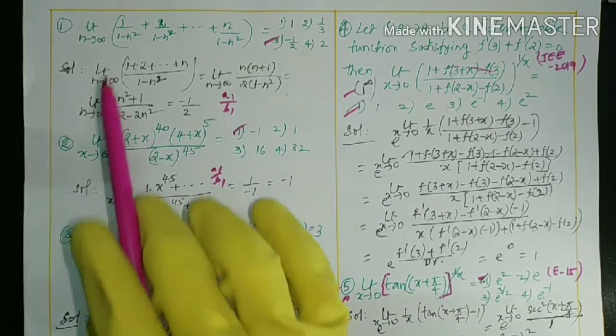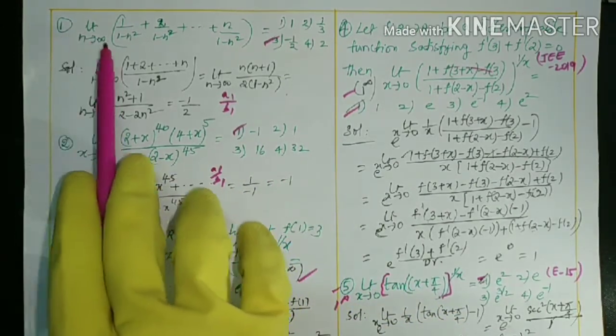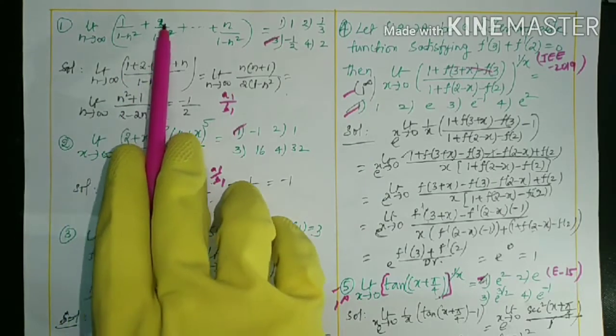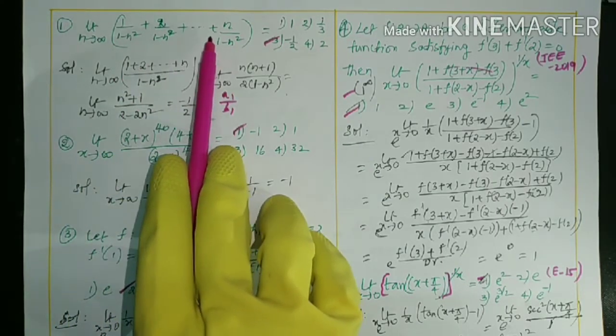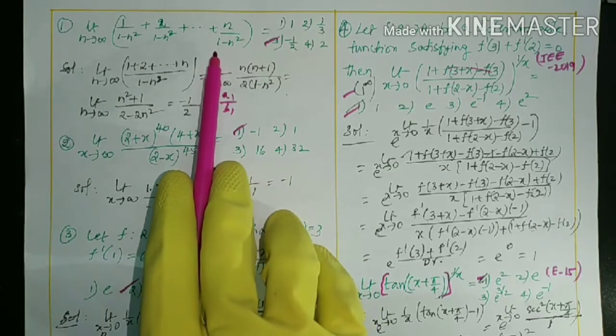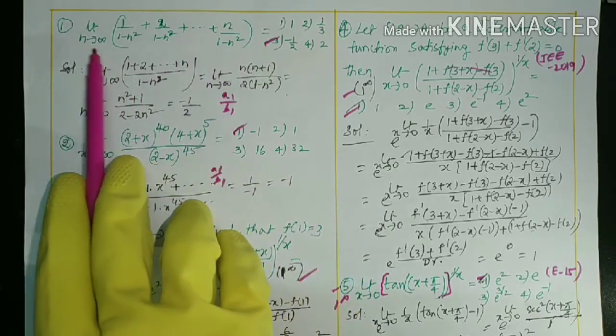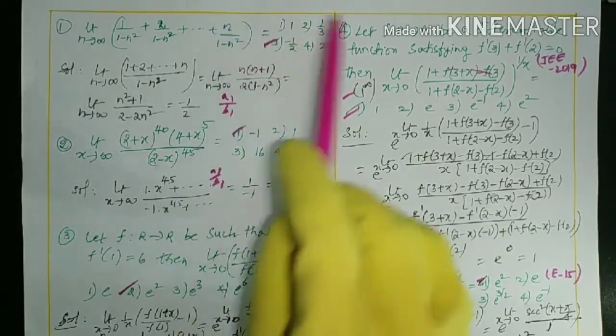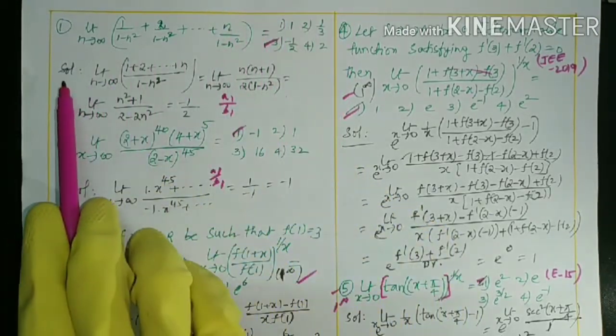You know what question number 1 is here? I have written it as 1. What is that? Limit of 1 by 1 minus n square plus 2 by 1 minus n square plus and so on plus n by 1 minus n square, as n tends to infinity, given with 4 options like this. We can pick which is the correct option. Now look at the solution.